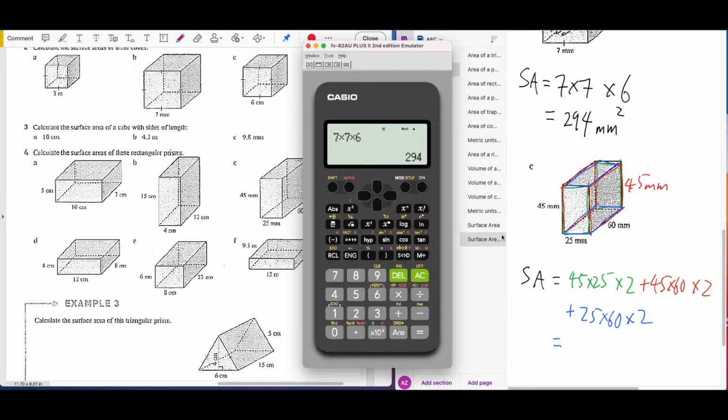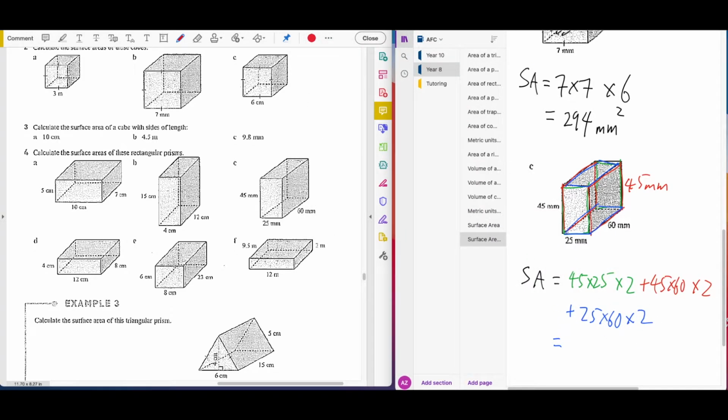So let's punch this into our calculator. 45 times 25 times 2 plus 45 times 60 times 2 plus 25 times 60 times 2. This gives you 10,650. So the answer is 10,650. Remember, because it's a surface area, area needs to be some unit squared. So this is going to be millimeters squared.